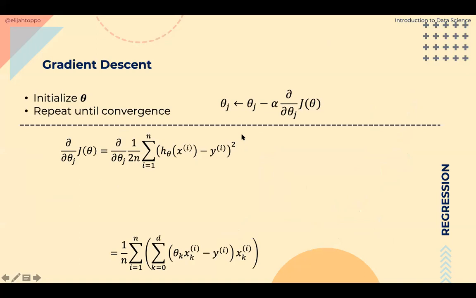Let me go to the next slide and let me show you. We have talked about this partial derivative, and we have talked about what this ∂/∂θj J(θ) means. How do you evaluate it? What is its value? How do you evaluate this partial derivative?